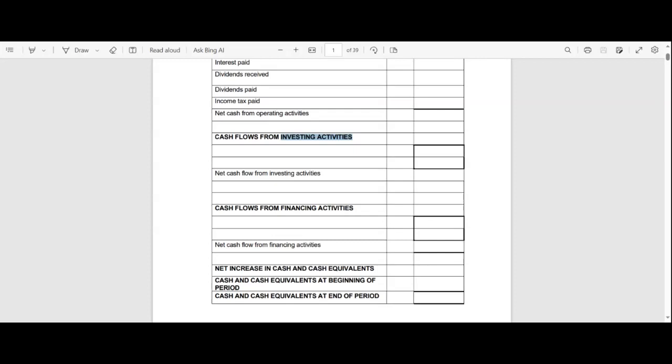And by the way, ladies and gentlemen, while we are talking about inflows and outflows, we also have to have a convention here. We have to have a convention, and this is very important. If it is an inflow of cash, we indicate it as a positive figure, right? A positive figure. If it's an outflow of cash, we have to indicate it as a negative figure. In other words, in brackets.